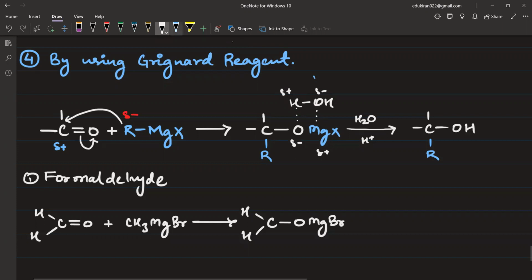This is from the Grignard reagent. And what comes from the Grignard reagent? The alkyl group. What is the alkyl group here? Very good. CH3. CH3. Very good.